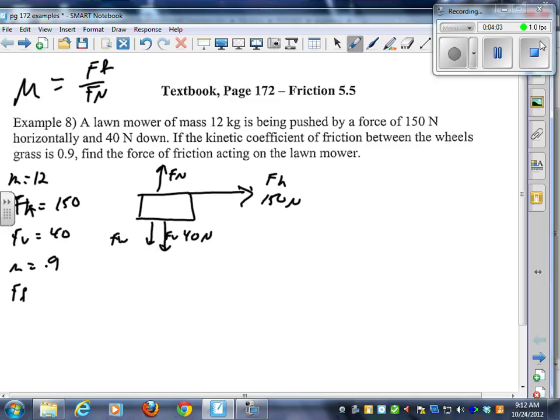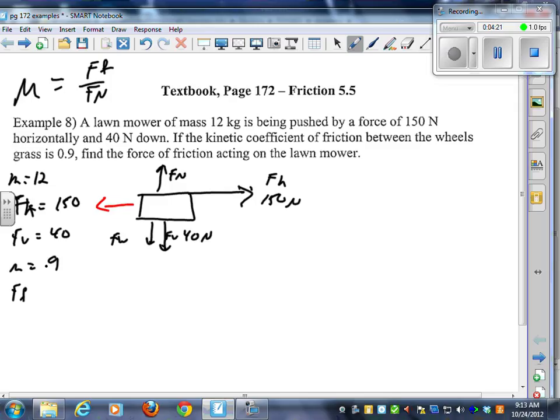Just pause there for a second. Let's look at that. I've got the applied force horizontally, 150 newtons. I've got a down force of 40 newtons. I've got weight force down. I've got normal force. Friction there. Very good. In fact, that's what they're asking for in the question, isn't it? Yeah. They're asking for the force of friction.